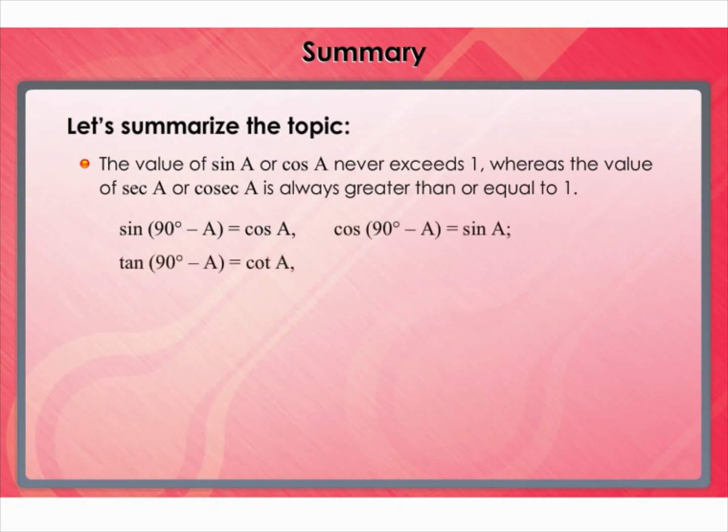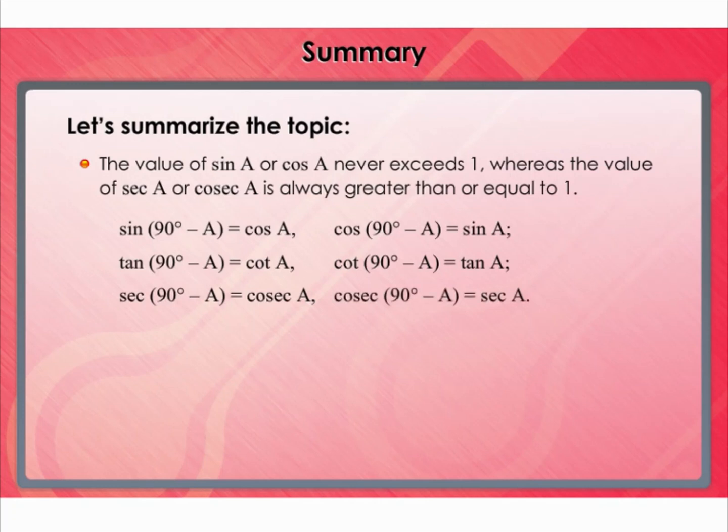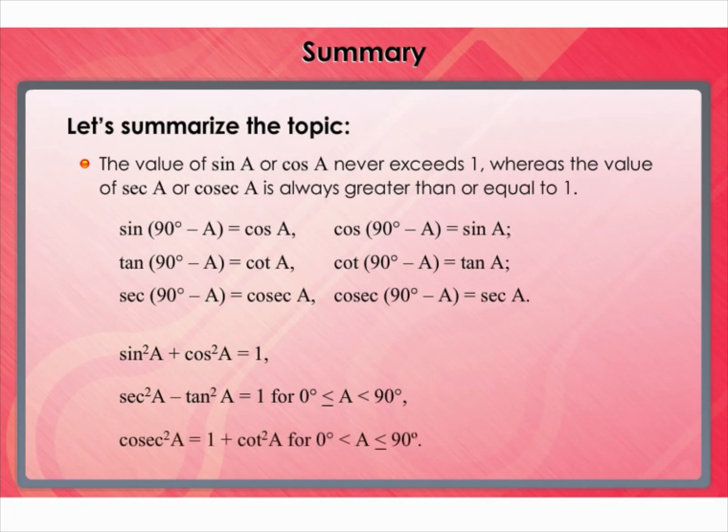Tan of 90 degree minus A is equal to cot A. Cot of 90 degree minus A is equal to tan A. Secant of 90 degree minus A is equal to cosecant A. Cosecant of 90 degree minus A is equal to secant A. Sin squared A plus cos squared A is equal to 1. Secant squared A minus tan squared A is equal to 1 for 0 degree less than or equal to A less than 90 degree. Cosecant squared A is equal to 1 plus cot squared A for 0 degree less than A less than or equal to 90 degree.